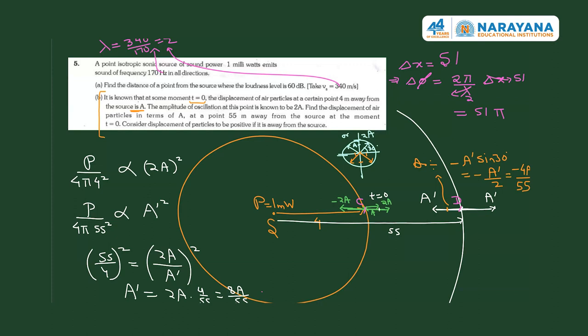So that was the first problem, and the rest was given: displacement of the particle is to be positive if it is away from the source. That I have already considered. As far as this part is concerned, this is not a big hassle, you just have to use a formulation.